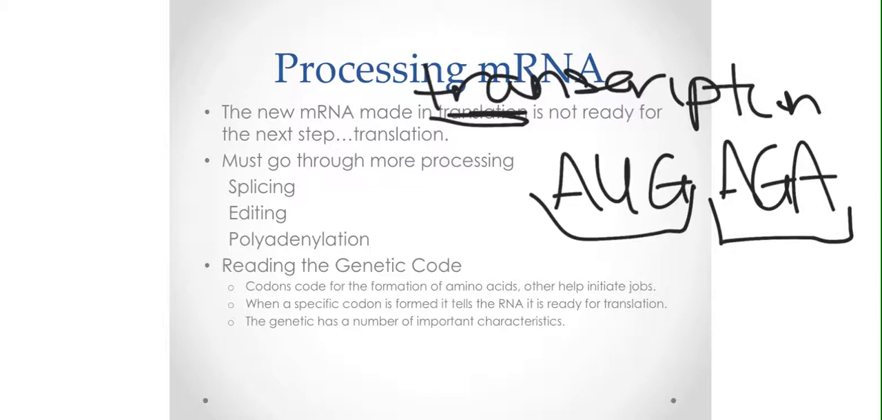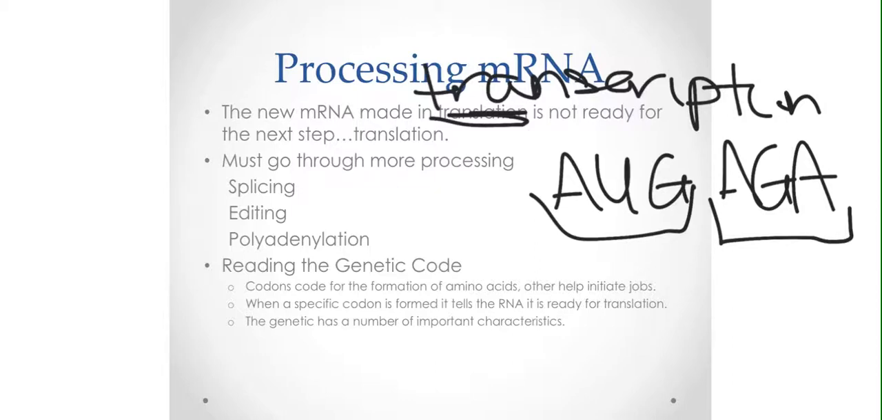Now, some combinations will make the same type of amino acid, but the combination amount that you have can make a variety of proteins. So that's what's really beautiful: we don't even have to have a whole bunch of letters to make this beautiful organism that is us. So like I said, we are reading that genetic code. So when a specific codon is formed, it tells the RNA it's ready for translation.